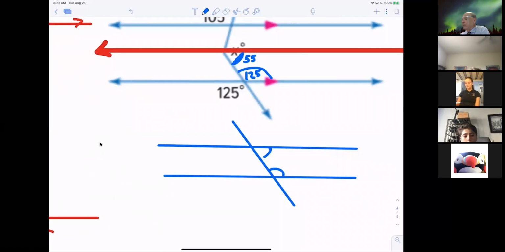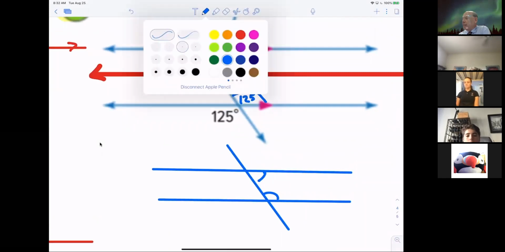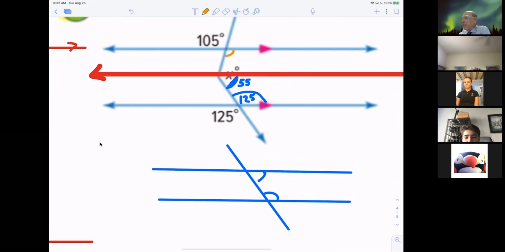All right, so now let's go back up and say, what is this angle right here? 105 degrees. So now what's this angle? 75 degrees. So all together, that is what? So x equals 130 degrees. All right, x is 130. That's a good problem.